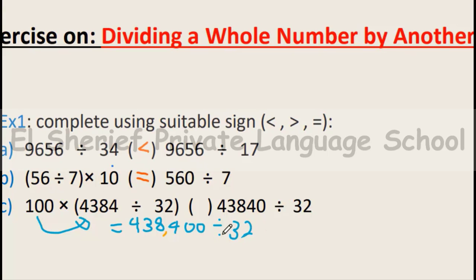Okay, so here we have the same divisor, but a different dividend. So the greatest dividend, the greatest quotient. So here we have 438,400, but here we have 43,840. Okay, so the 438,400 is more than 43,840.